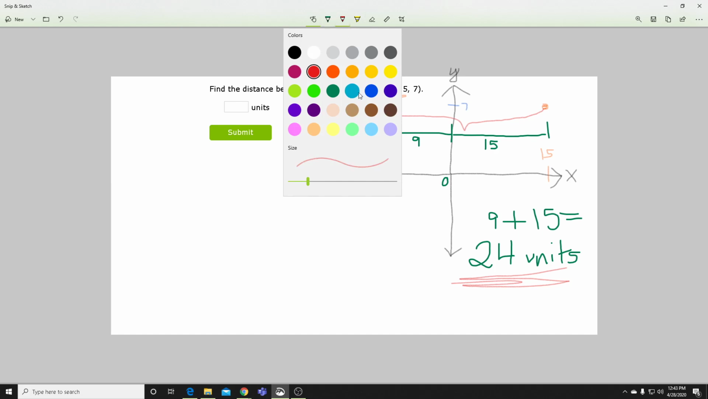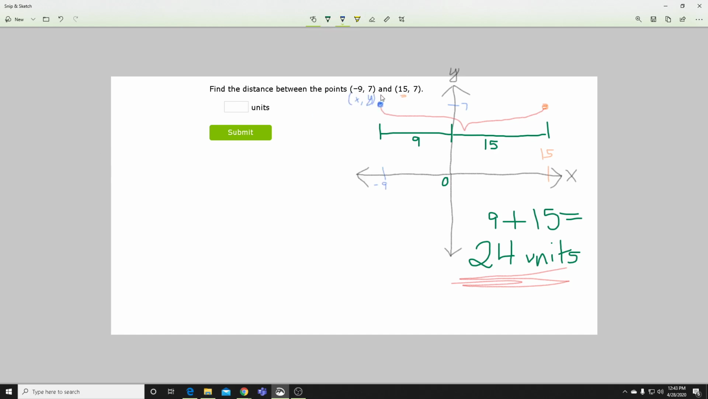But let's do this in another way. Let's look at the difference. First off, we know that our y is not going up or down. It's not changing. So we just need to find out what the difference between our two x values are. So we can take 15 and subtract negative 9. 15 minus negative 9. Well, remember, I said we can rewrite this. Subtracting a negative, we can turn that into a plus sign. And we can rewrite this as 15 plus 9. And what do you know? That's just what we had before. That gave us that 24.